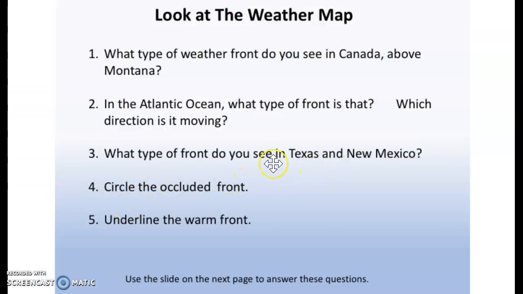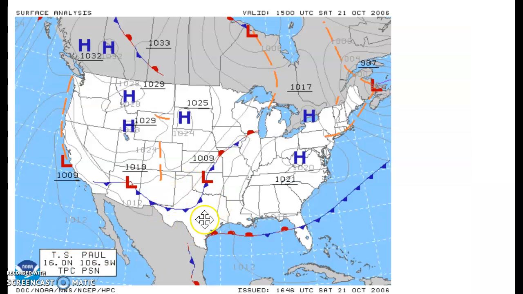What type of front do you see in Texas and New Mexico? Well, this is Texas and New Mexico, and it looks like there's a low front right here. And so there's this cold low front coming in, pushing across Texas and New Mexico. So it's probably storming here in New Mexico, or at least it's really cold, and in northern Texas.